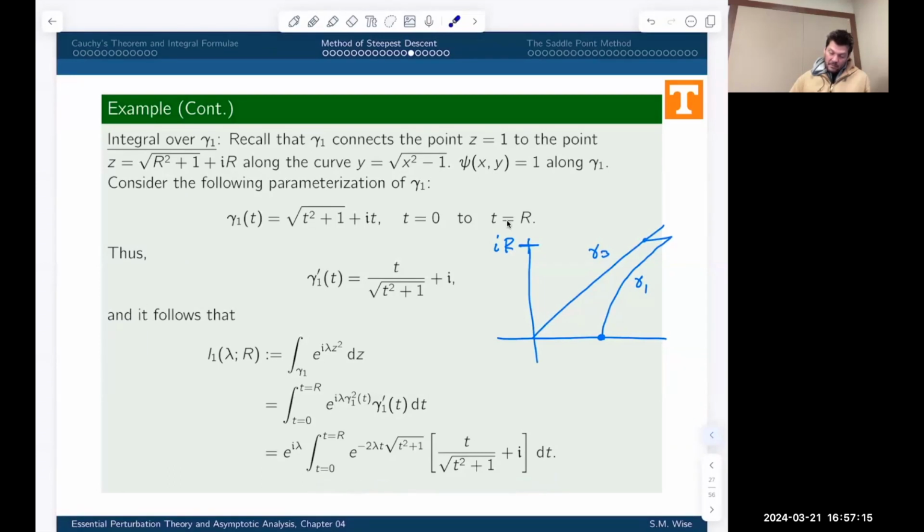Now, remember that psi is equal to 1 on gamma 1. So when you do that computation up here, inside here, you're going to get e to the i lambda over here, plus this bit, which is the real part. Well, the e to the i lambda comes out because it doesn't depend on t at all.